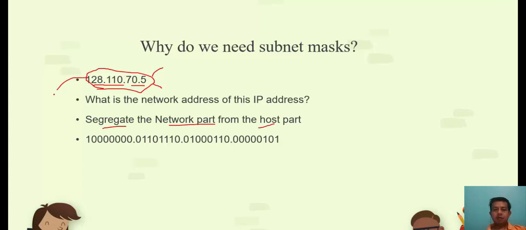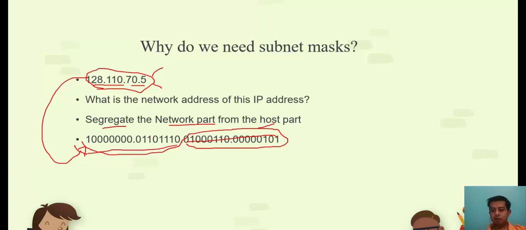So first say I have converted this to the binary string. I want to segregate the network part. I want to keep this part and I want to remove this part. If I make all zeros here and keep the remaining part, I get the network part. Is this clear? Remove means I want to make all the values 0 here. So if I keep this part and make all zeros here, I will get the network address.